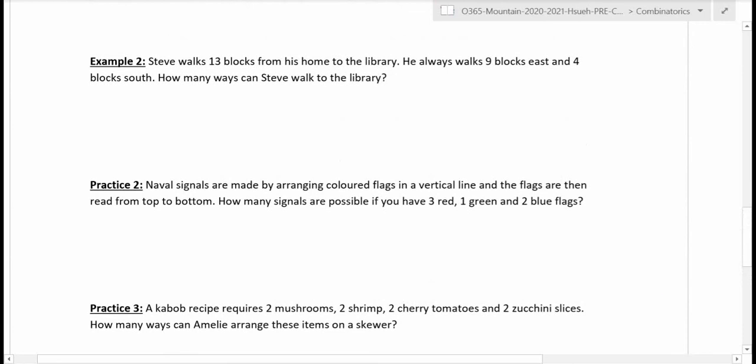Okay, so here's example number 2. Steve walks 13 blocks from his home to the library. He always walks 9 blocks east and then 4 blocks south. How many ways can Steve walk to the library? Okay, this question sounds kind of tricky, and I don't know what to do. But really, if you simplify this question, it's the same thing as this: how many ways can you arrange 13 letters? And what are these 13 letters? Well, it's going to be 9 E's, because 9 blocks east, 5, 6, 7, 8, 9, and then 4 S's.